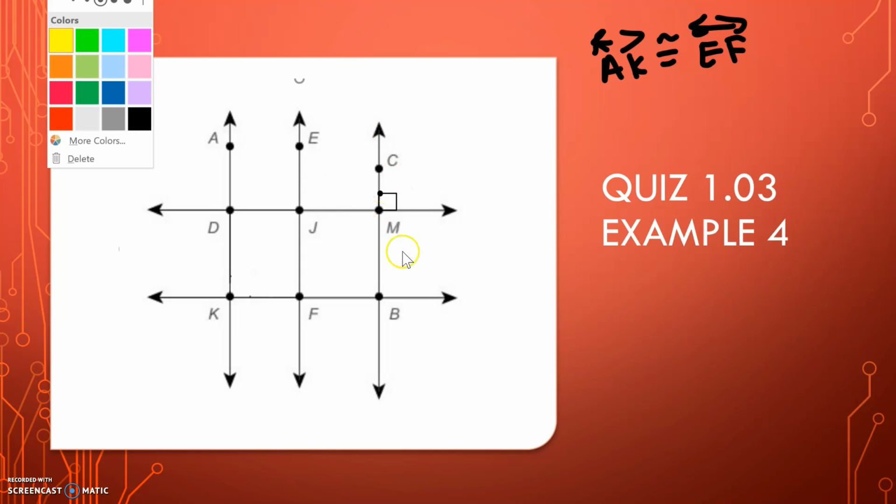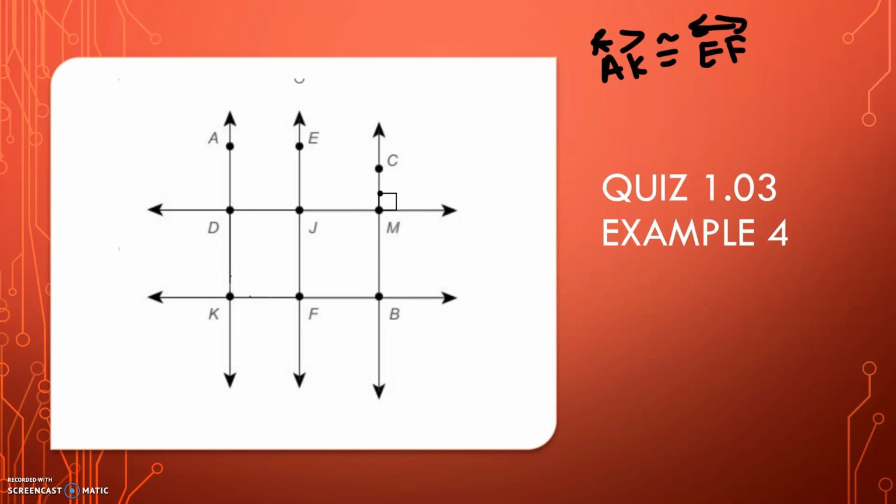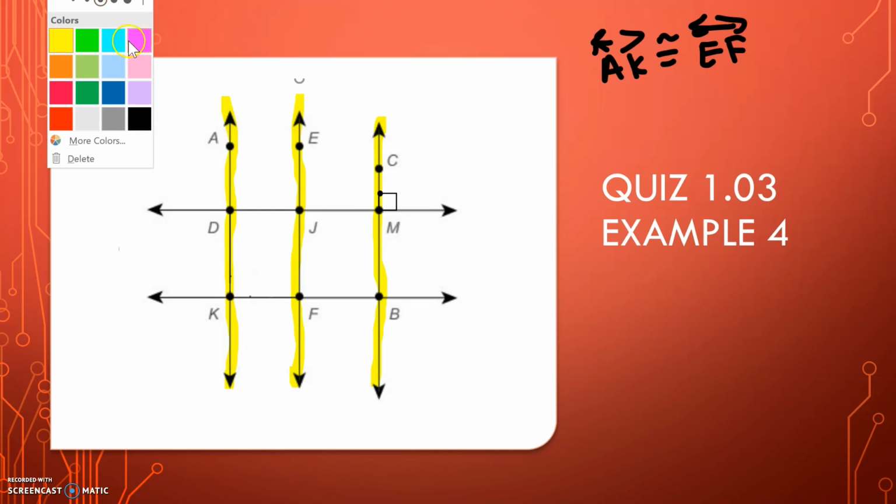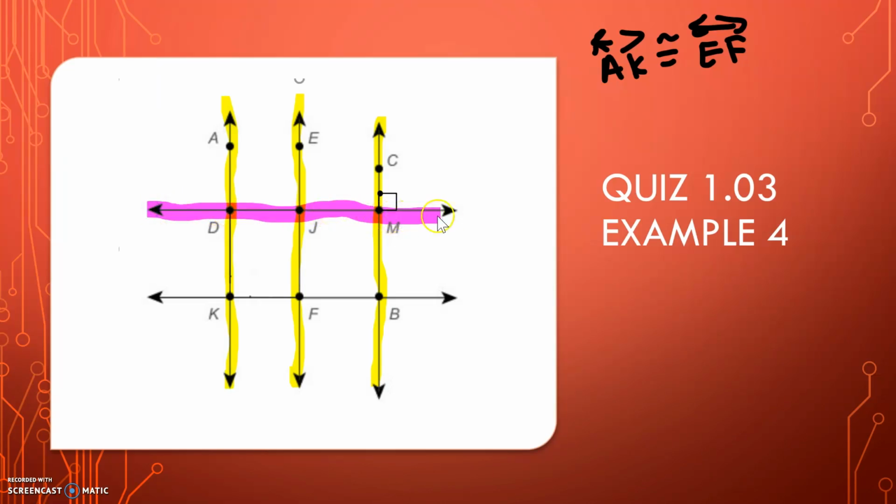So let's look at this first line, CB, so all of these lines are parallel to each other. The ones in yellow, we'll mark the ones in pink that are perpendicular. The ones that are going horizontally, since that line's going vertically, those are the perpendicular pairs.